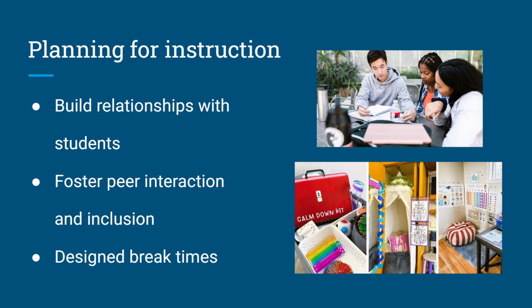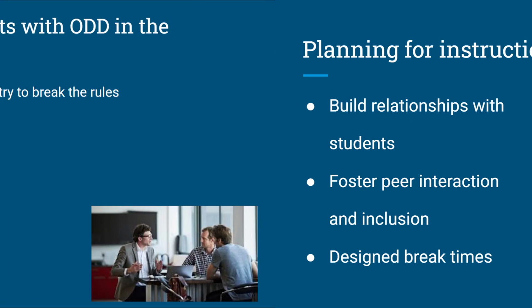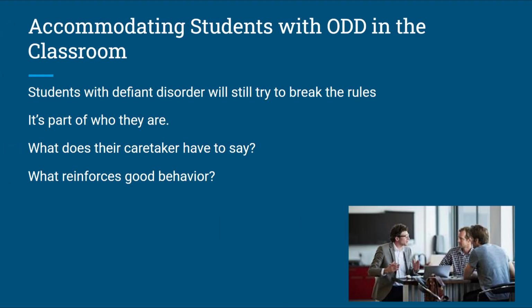Fostering peer interaction and belonging, with structured group work to reduce self-isolation and social anxiety. Students should have designated break times so they can regulate their own emotions and make sure they are staying on task. So how do you accommodate this in the classroom? Students with defiant disorder will still try to break the rules. It's part of who they are. What do you do with a student who seems like they are going against the grain no matter what?